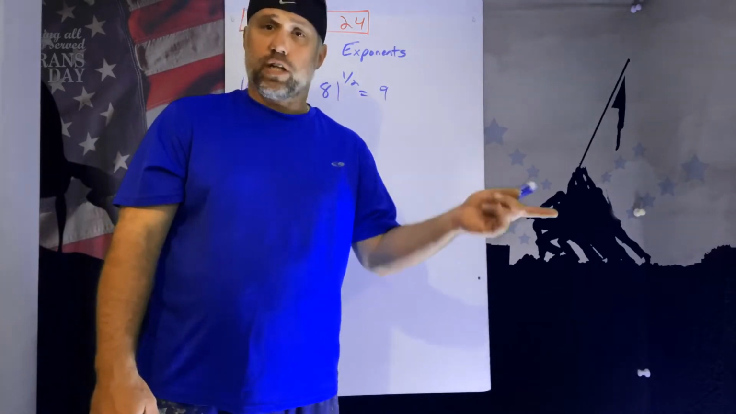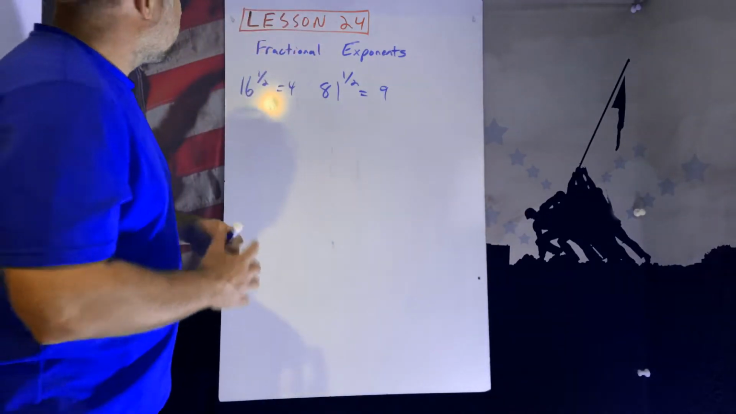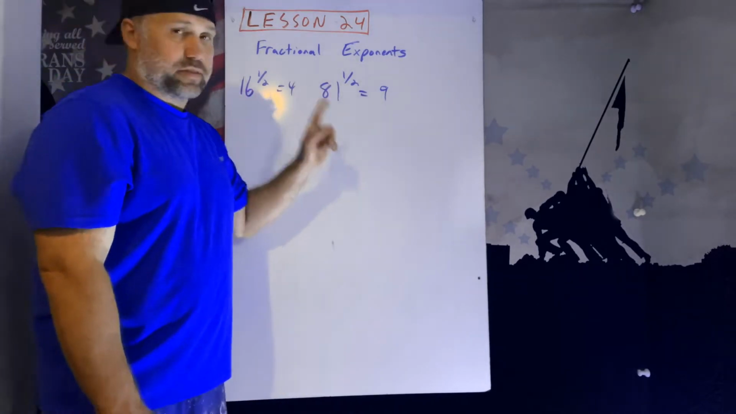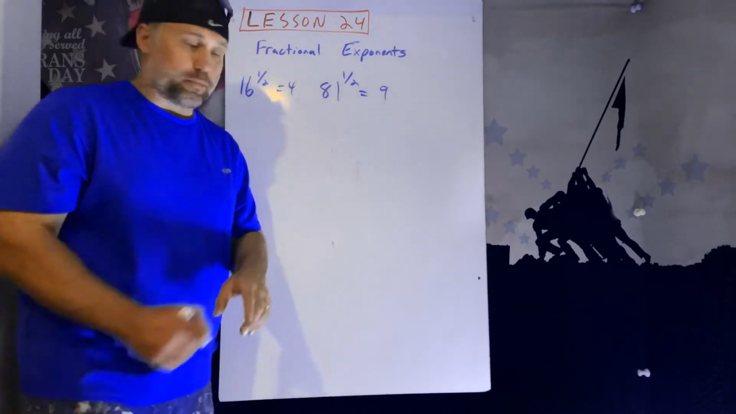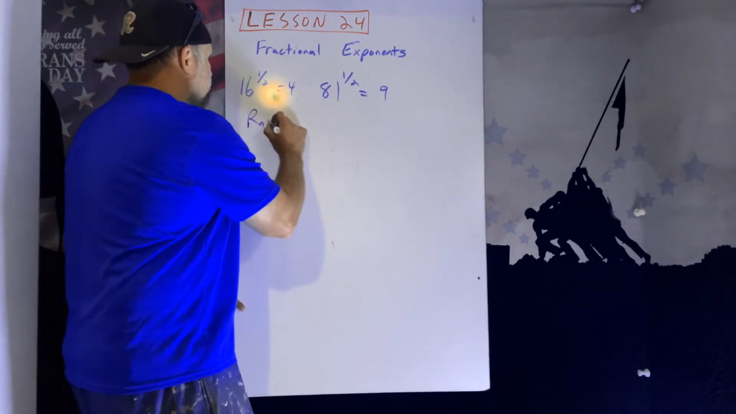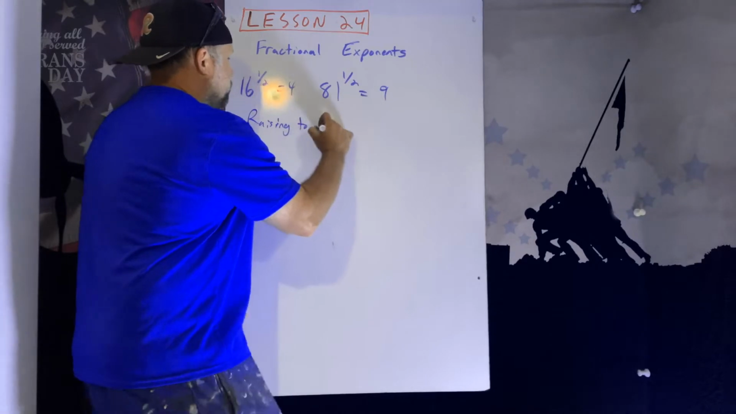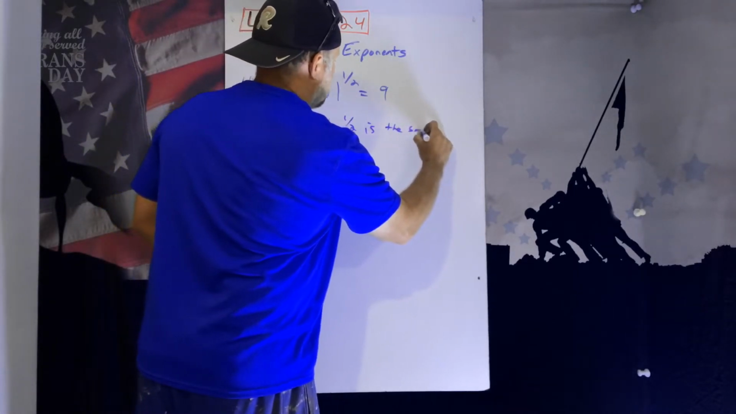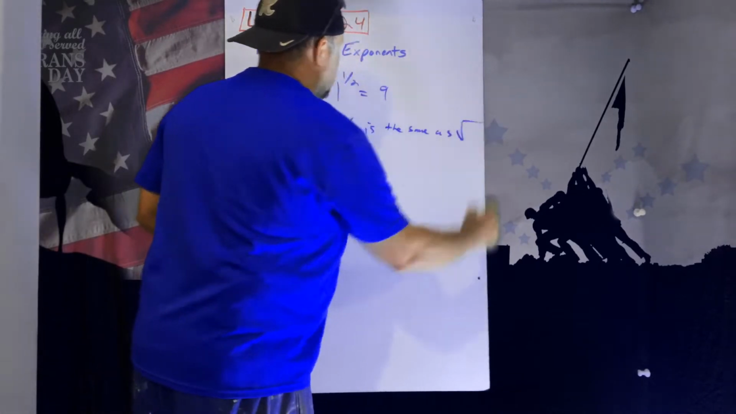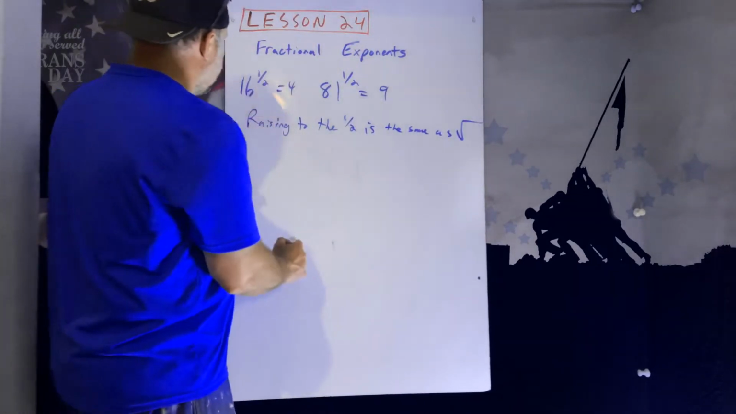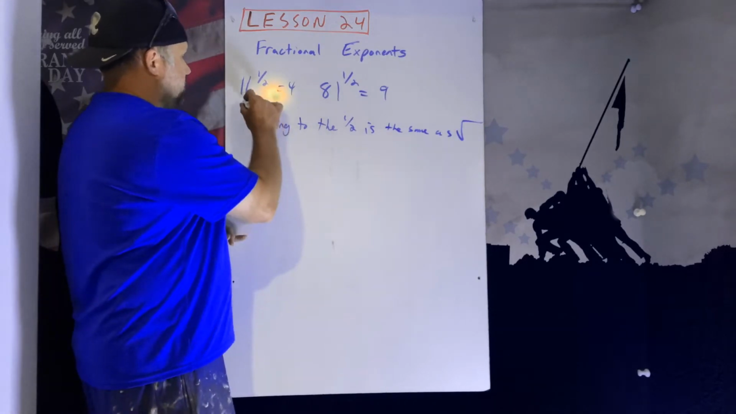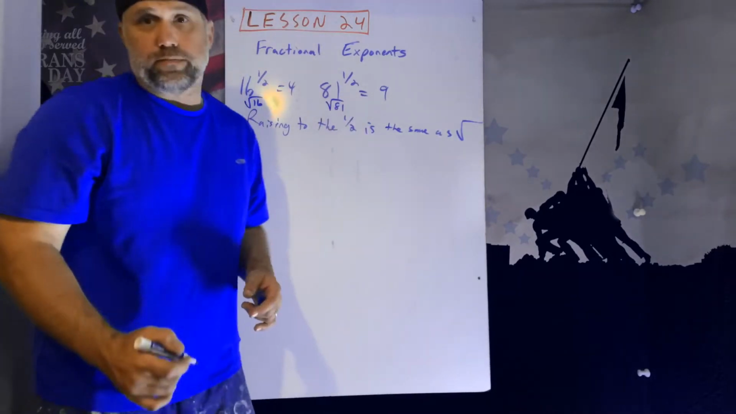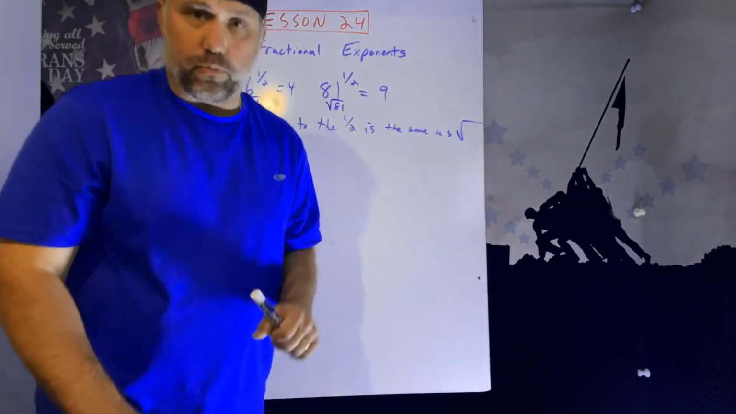I'm going to show you a couple more of those in just a second, but just a general summary here. Any number raised to the 1/2 is the same as square rooting the number. So raising to the 1/2 is the same as the square root. So 16 to the 1/2 is the same as the square root of 16. 81 to the 1/2 is the same as the square root of 81. All right, I'm going to erase and show you some more here.